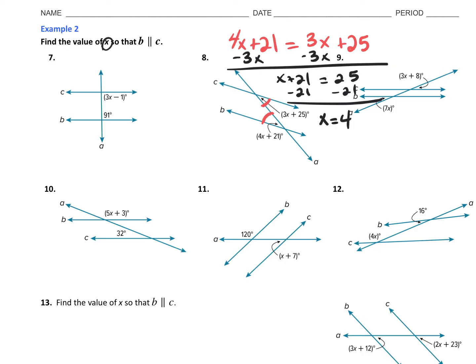But if it had asked for the measure of the angle, don't forget that we can take 4x plus 21. We know x equals 4. We can just substitute in that value, which is 16 plus 21, which would give me 37 if my mental math is correct. Okay.